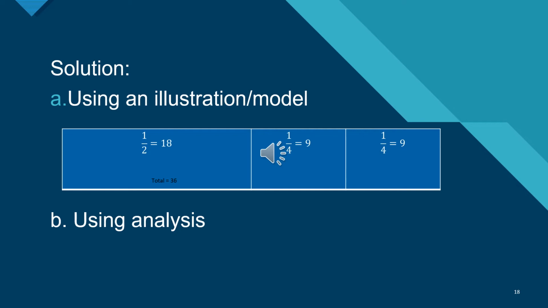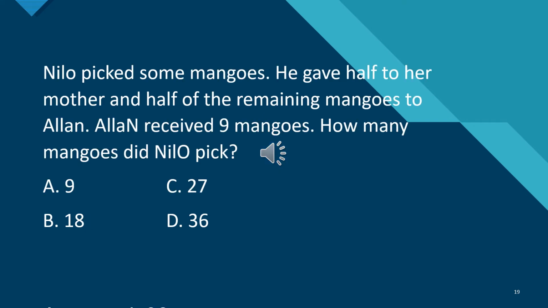Now to get the total number of mangoes, we simply multiply one-fourth and nine by the reciprocal of one-fourth, which is 4. Multiplying one-fourth by 4, we get 1, and multiplying 9 by 4, we get 36. Therefore, the whole or the entire or the total number of mangoes that Nilo picked is 36. Hence, the correct answer is letter D, 36. 36 mangoes.